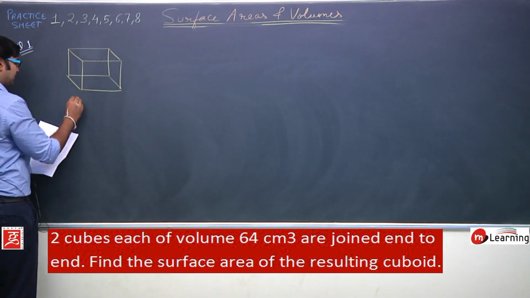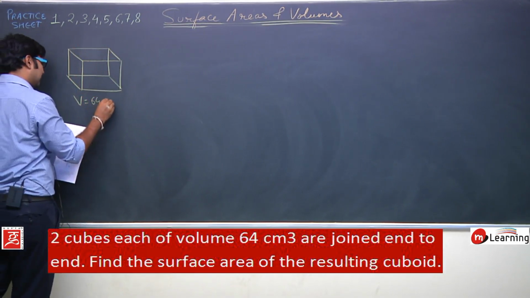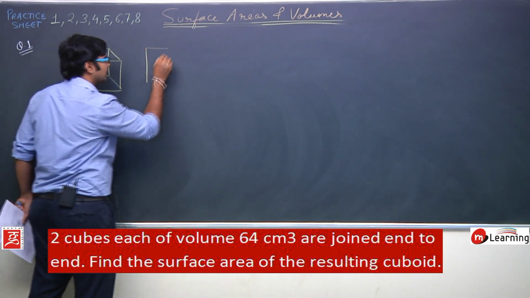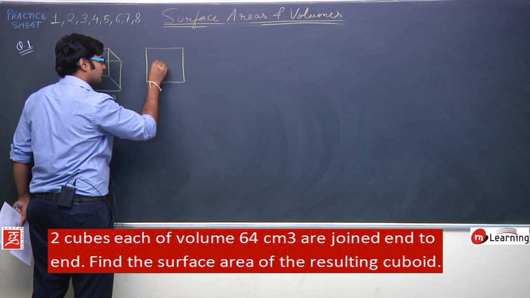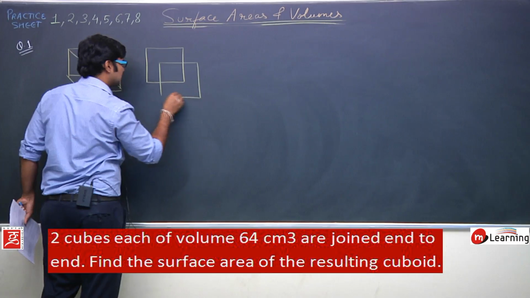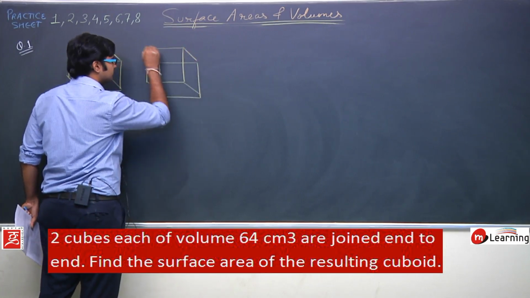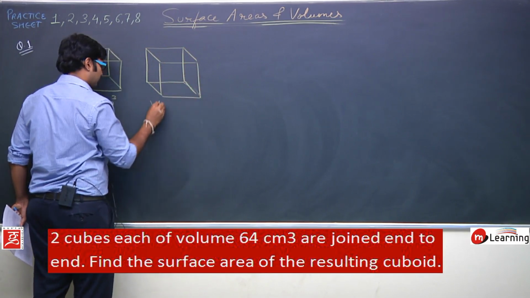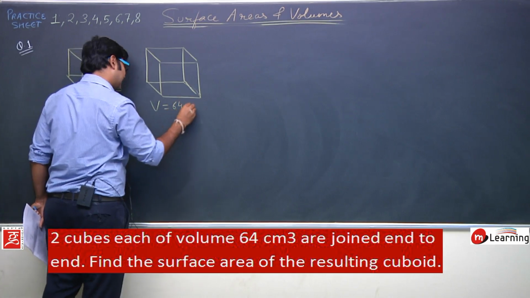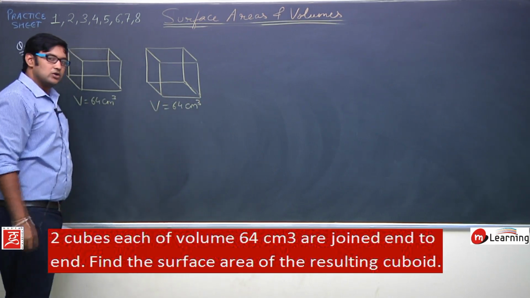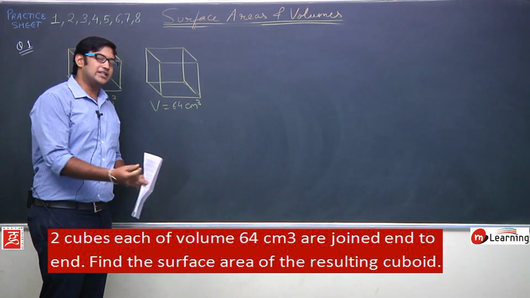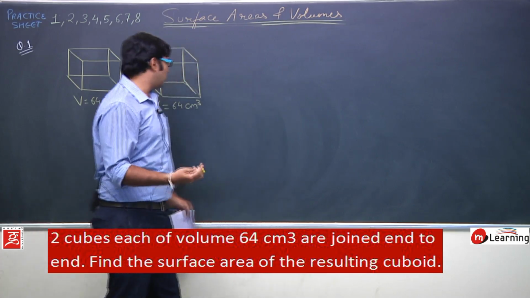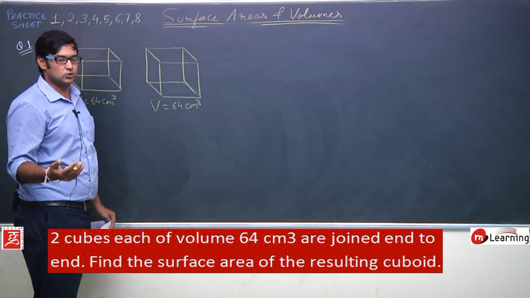The volume of this cube is given as 64 cm³, and there is one more cube which is similar to this cube, and this cube is this one. The volume of this cube is also 64 cm³. So if I join these 2 cubes, it will form a cuboid, and I need to calculate the surface area of the cuboid so formed.